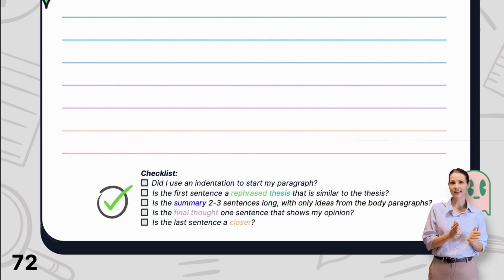Is the first sentence a rephrased thesis that is similar to the thesis? Is the summary 2 to 3 sentences long with only ideas from my body paragraphs? Is the final thought one sentence that shows my opinion? Is the last sentence a closer? Did you check all of them?